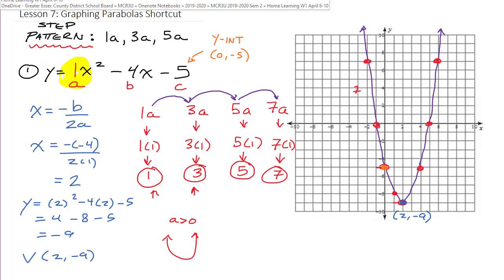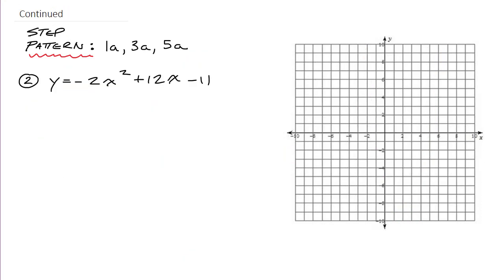All right, let's look at another one here real quick. Let's flip over. I'm going to make another one. Okay, here we go with another one. In this case, I have made a negative number, and I made it 2. Okay, so a is negative 2, b is positive 12, and c is negative 11.